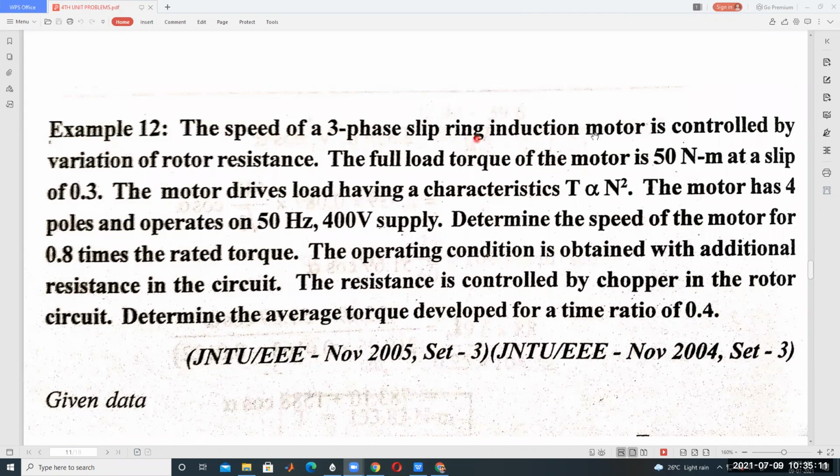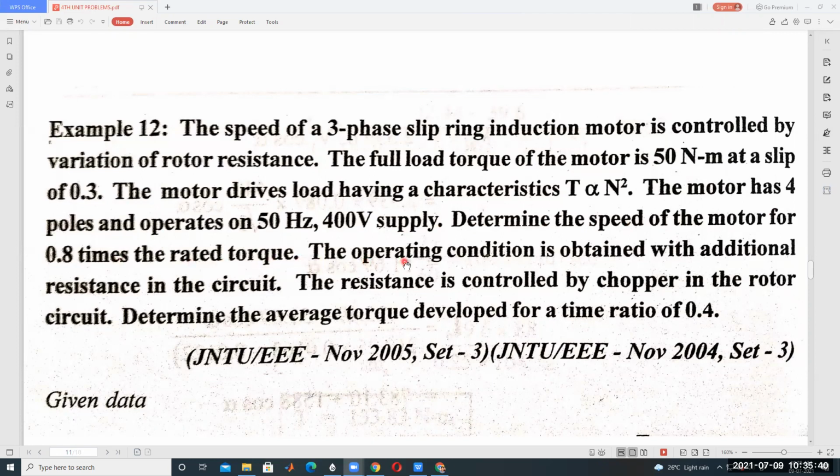A slip-ring induction motor is controlled by variation of rotor resistance. The full load torque of the motor is 50 Newton meter, at a slip of 0.3. The motor drives a load having the characteristic torque proportional to N square. The motor has 4 poles and operates on a 50 Hz, 400 volt supply. Determine the speed of the motor for 0.8 times the rated torque.